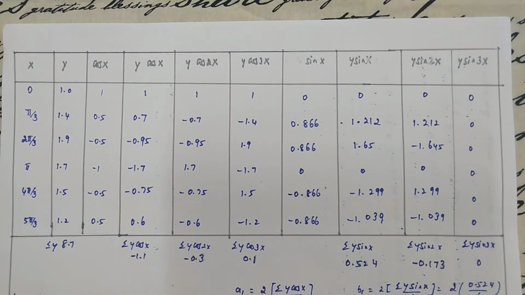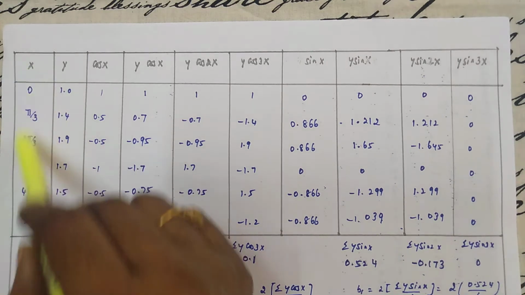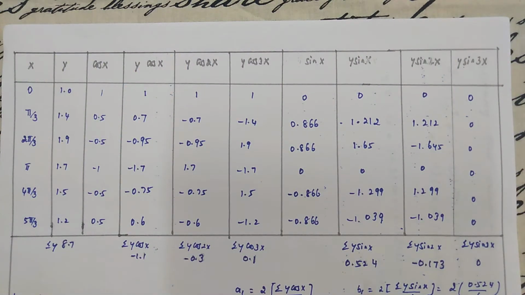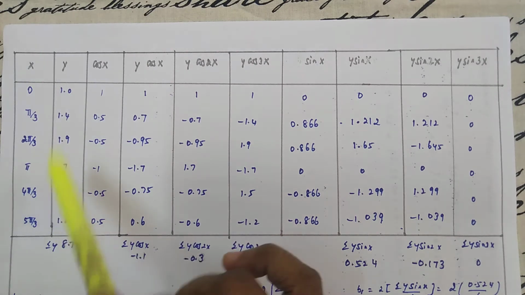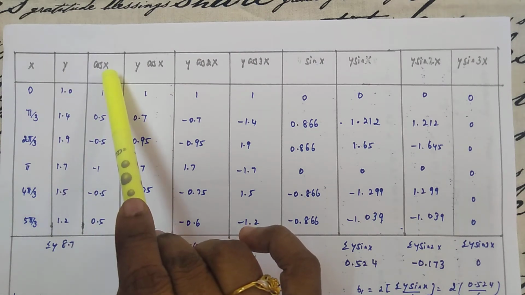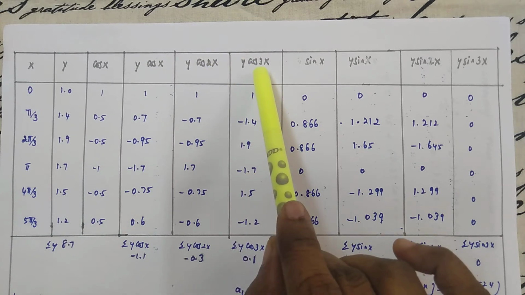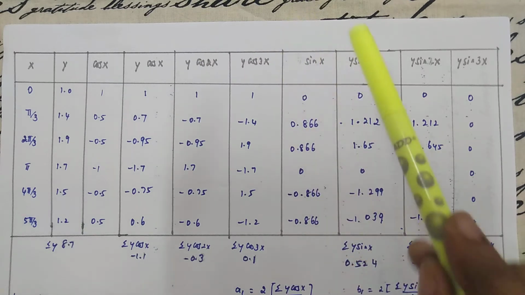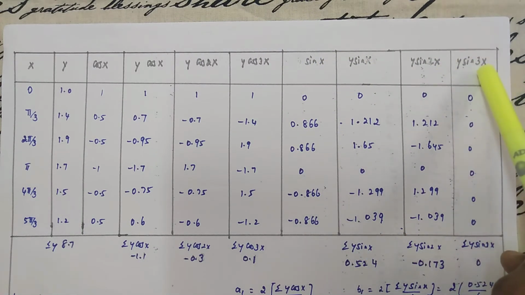So from the given table values, first we will put a table like this: x value, y value. In this question we need to find up to the third harmonic. So I have written first x value, y value, then cos x, y cos x, y cos 2x, y cos 3x. This is the a0, a1, a2, a3. Then sin x, y sin x, y sin 2x, y sin 3x.